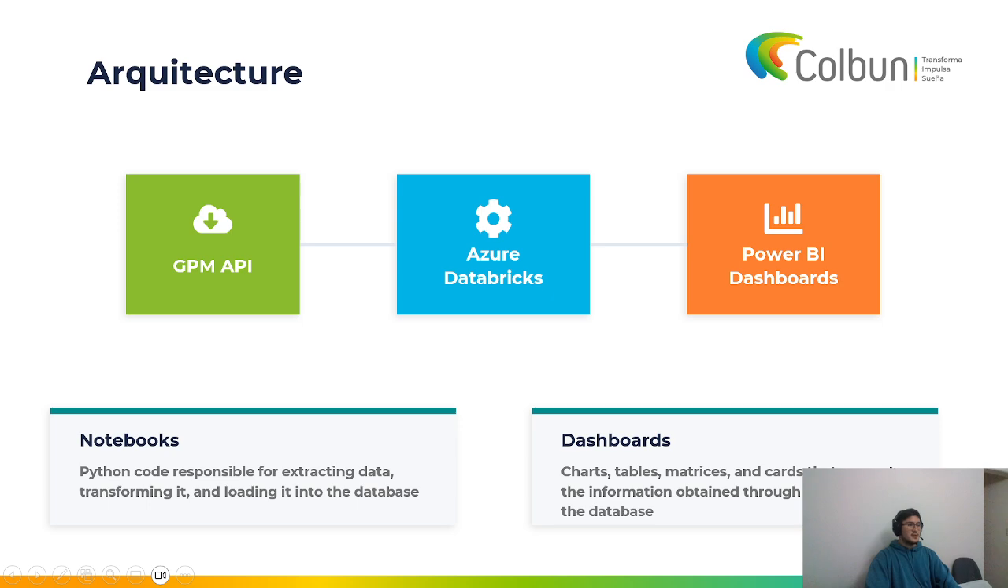The system has three main stages. First, the data is obtained from the API. Then, in Databricks, Python notebooks perform the ETL process. And finally, the data is visualized in Power BI dashboards.